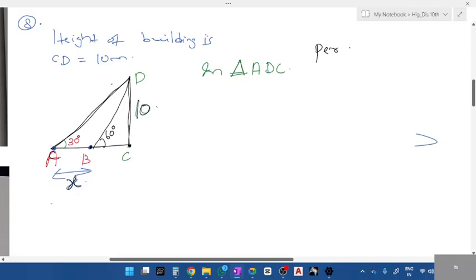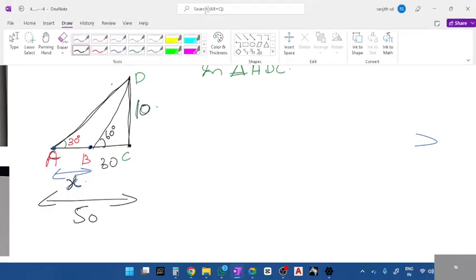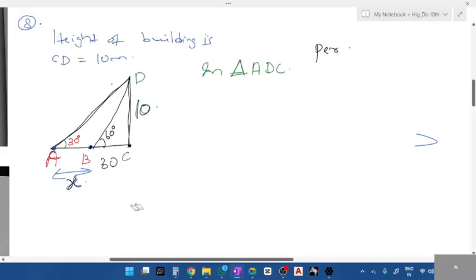If you need to find AB, we need to find even AC, students. Remember this, we need to find the entire value of AC. For example, if the entire value of AC is 50 and BC is equal to 30, can you tell me the value of AB? It will be 20, right? Yes. So focus on this value.